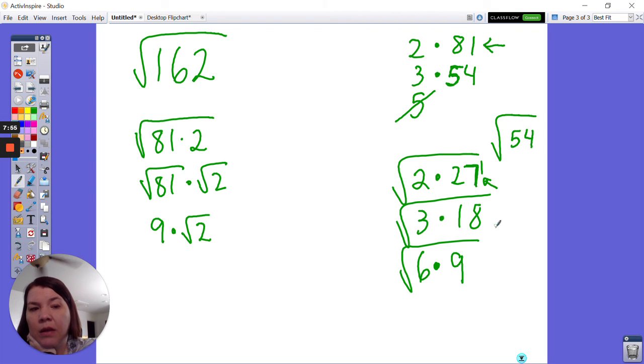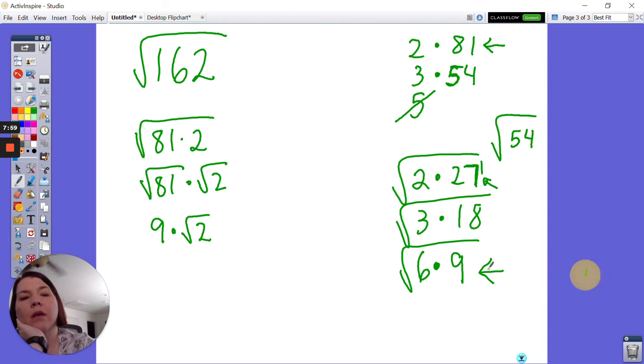So simplest radical form is fine. And if you get it, awesome. And if you don't, not the end of the world. But there you go. There's a quick hit lesson on what it is.